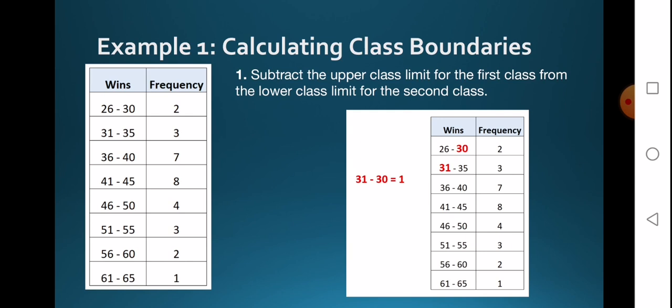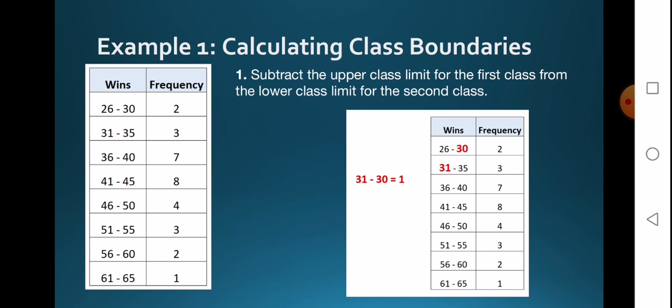Okay, we have an example calculating the class boundaries. So the following examples show how to use these steps in practice to calculate class boundaries in a frequency distribution. Suppose we have the following frequency distribution that represents the number of wins by various basketball teams. Okay, so first we subtract the upper class limit for the first class from the lower class limit for the second class.